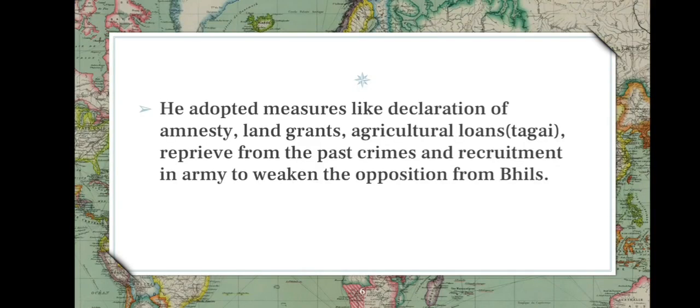Lieutenant Autran adopted measures to weaken the opposition from the Bhils. The measures were like declaration of amnesty, which means liberty or to forgive, land grants, agricultural loans called tagai, reprieve, which means to cancel or postpone punishment for past crime, and recruitment in the army to weaken the opposition from the Bhils.